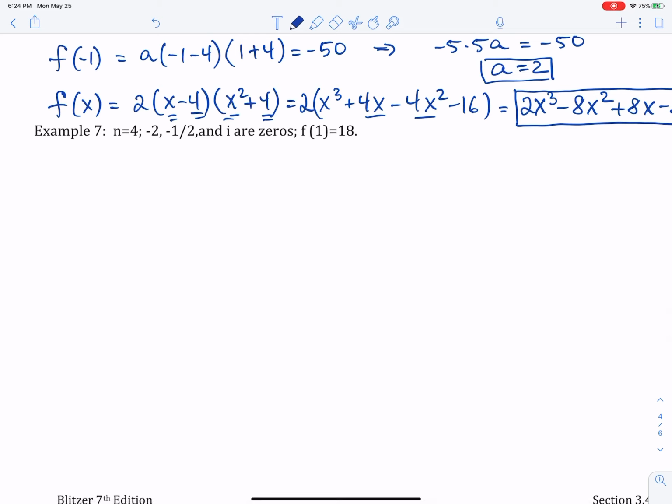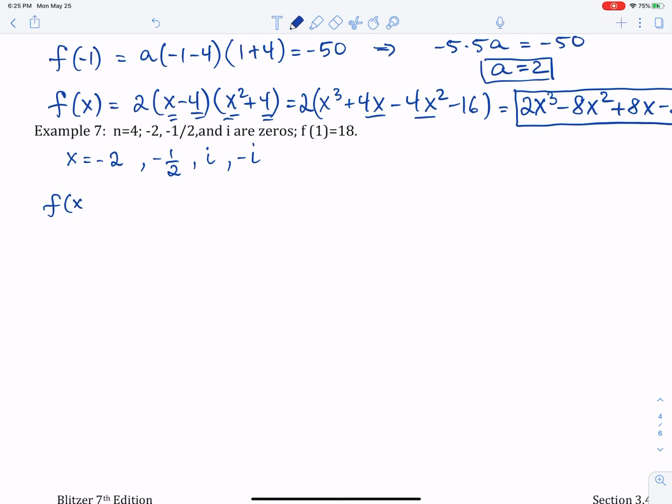Example 7, very similar. It says look for a polynomial of degree 4 provided that one of the zeros is negative 2, the other zero is negative 1/2, and then i is also a 0. And as before, since i is a 0, we conclude that negative i must also be a 0, plus we are looking for 4 zeros for a polynomial of degree 4.